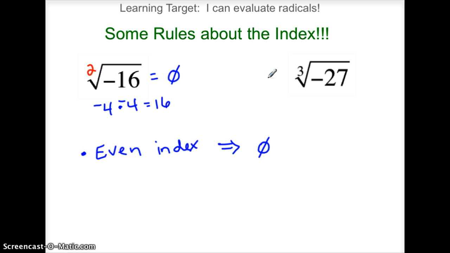Now the other rule, when you have an odd number, you're actually able to do it. So odd index implies that you can do it.